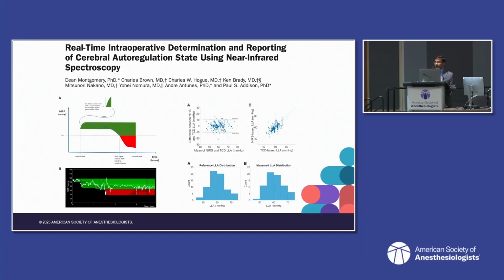It has been validated against transcranial Doppler, first of all, to be able to detect cerebral autoregulation, where you basically look at changes in cerebral oxygenation with respect to changes in blood pressure to identify the thresholds where the cerebral blood flow or oxygenation is constant. But this study actually here shows that NIRS can be used intraoperatively to detect cerebral autoregulatory limits and identify if the patient is in the autoregulatory range or not.